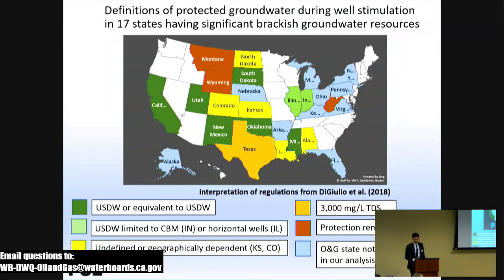The 10,000 milligrams per liter TDS is something which is shared across various definitions across multiple states. And there's also different states that have made different decisions. So Montana and Wyoming removed their protection around hydraulic fracturing and well stimulation. And Colorado, Kansas, North Dakota, et cetera, have sort of poorly defined or undefined or geographically dependent definitions, which create a lot of confusion.